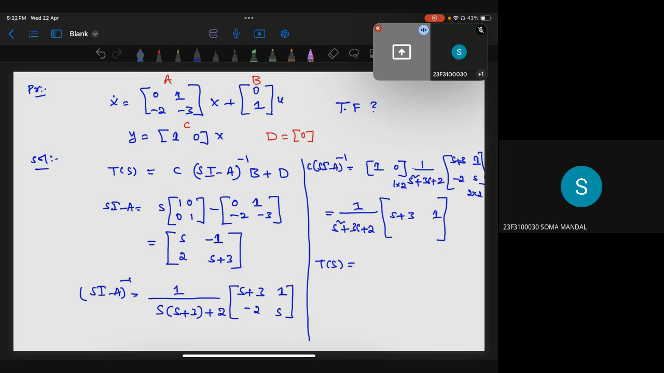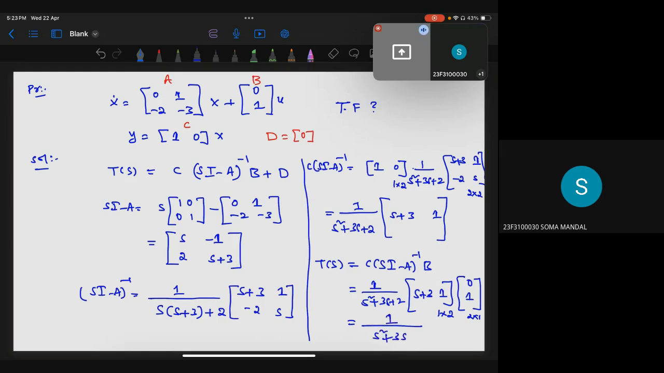Okay, so what is it? So this is C multiplied by (sI minus A) whole inverse multiplied by B. So 1 by s squared plus 3s plus 2, times s plus 3, 1, where B is [0, 1]. Hence we get 1 by s squared plus 3s plus 2.